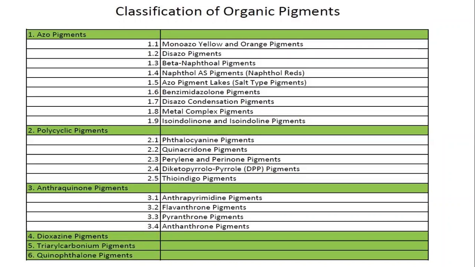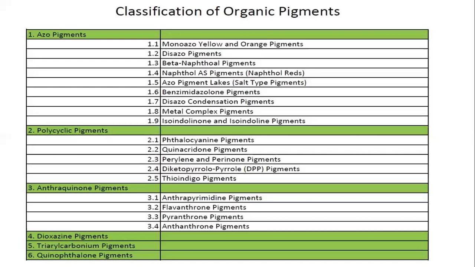Then let's see polycyclic pigments. Polycyclic pigments include phthalocyanine pigments. They usually contain a sulfonic acid group, used as direct dyes for paper and as reactive dyes for cotton. Then quinacridone pigments are used to make high performance paints, usually in automobile and industrial coatings. Then we have perylene and perinone pigments. DPP pigments are used in inks, paints, and plastics. Then we have indigo pigments, an organosulfur compound used to dye polyester fabric.